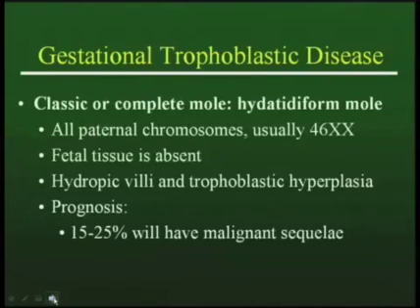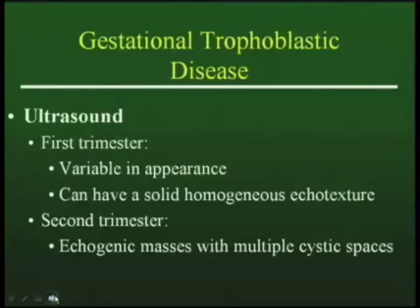In this case, fetal tissue is absent, and you'll get a degenerating placenta with hydropic villi and trophoblastic proliferation. About 10 or 15 to 25% of these will go on to develop malignant sequelae in the form of either invasive mole or choriocarcinoma. What does the molar pregnancy look like?